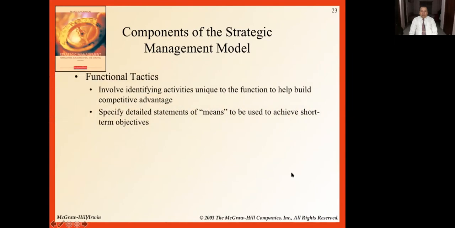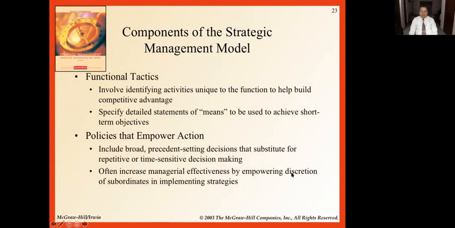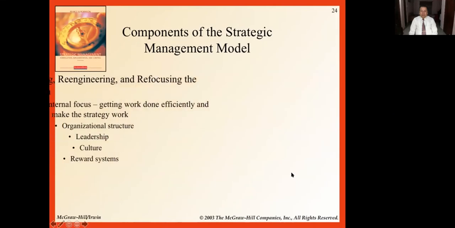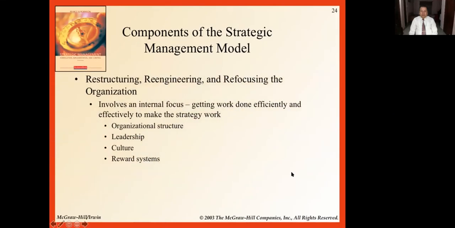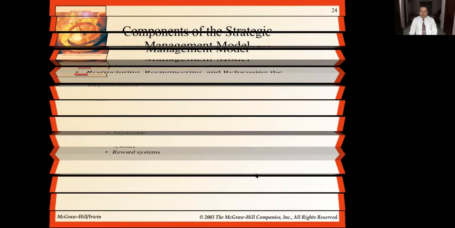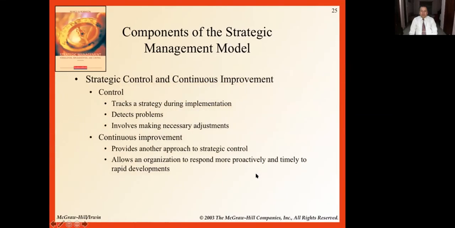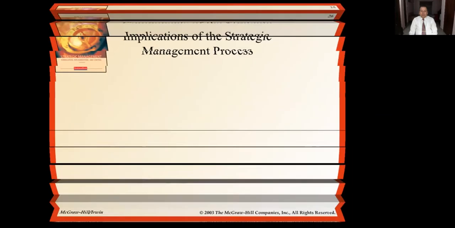Then you go to functional tactics and policies that empower action. And then we'll have restructuring, re-engineering, and refocusing. This is the implementation part. Please remember there are only 3 blocks: planning, implementation, and evaluation and control, right? So this is the implementation part. So this is a box. And then you have strategy control and continuous improvement.